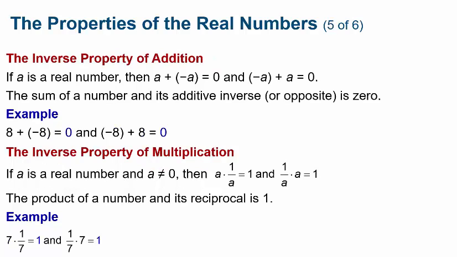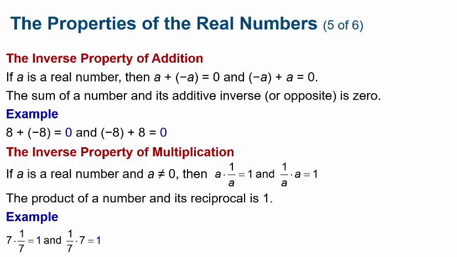All right, the inverse property here. I know there's a lot, but we're getting through them. If a is a real number, then a plus a inverse, or a plus negative a, is 0 always. And negative a plus a is also equal to 0. So the sum of a number and its additive inverse, or opposite, is always 0. So for example, 8 plus negative 8 is 0, or negative 8 plus 8 also 0. Okay?